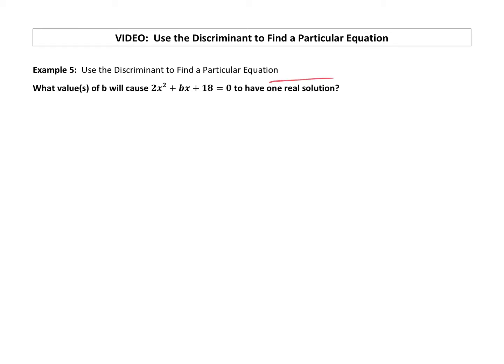This is the key. This is why we're going to be able to do this problem, because we're going to have one real solution. When you get one real solution, that happens when your discriminant is equal to 0. So let's go ahead and write out our discriminant, b squared minus 4ac, and set it equal to 0. Let's plug in the values we have.